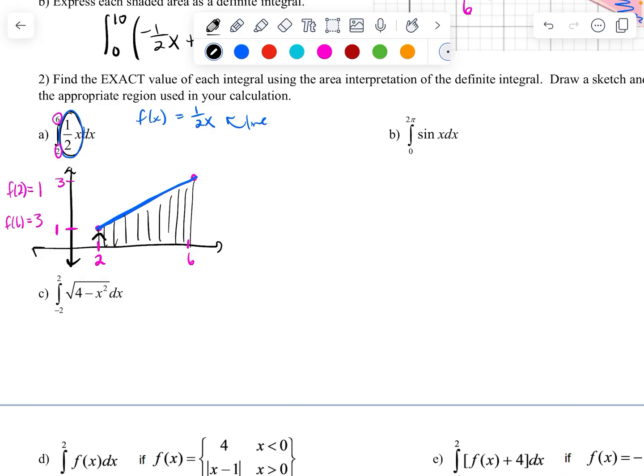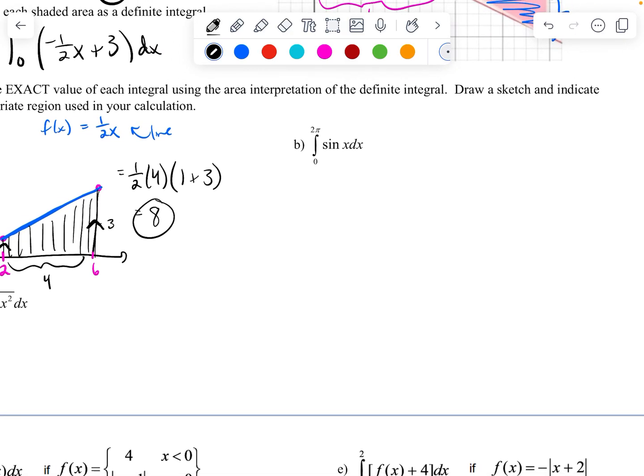Okay, so you could do a triangle or a rectangle, or it's faster just to do a trapezoid in my opinion. So this is a trapezoid, so I'm just going to go 1/2 the height, which is 4, times the sum of the bases, so that's going to be 1 and 3. So 8 is the answer.